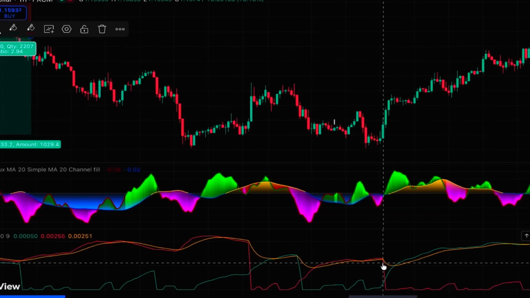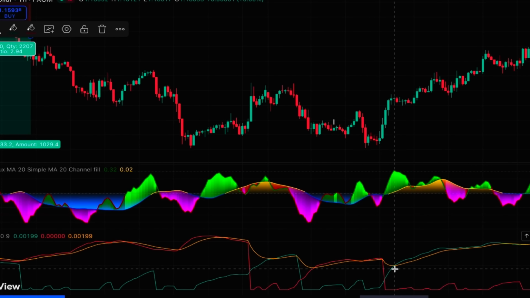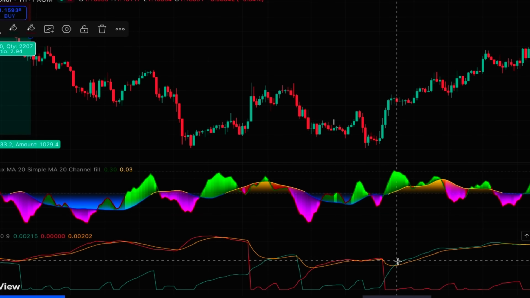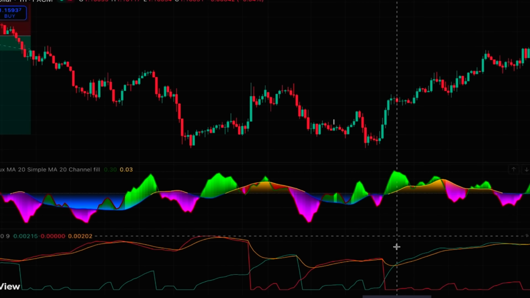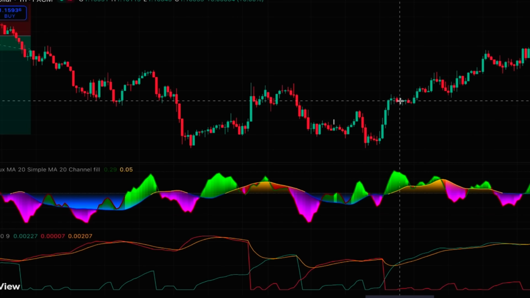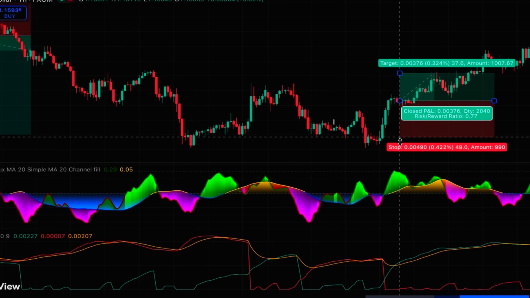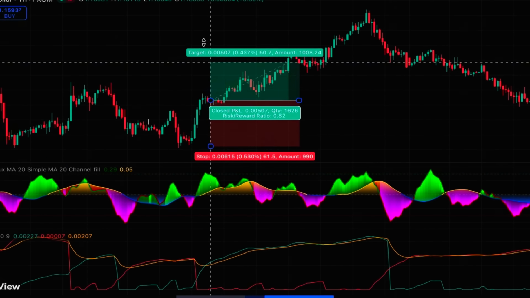And here we have a long position setup where the green line crossed above the red line, and then after that it crossed above the orange line. And in this indicator, you can see that it is green. So the buy signal here is confirmed, and in practice we could enter a long position at this point with the stop loss below the previous swing low and profit target at 1.5 risk to reward ratio.